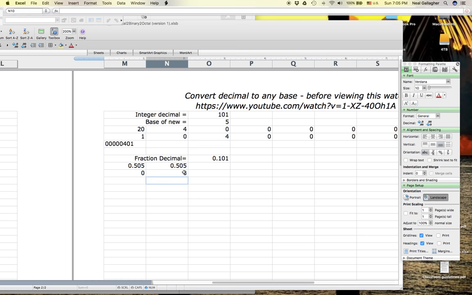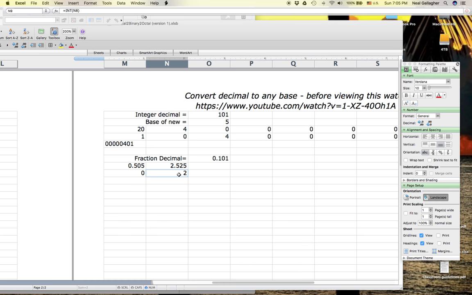Now, one thing I forgot to do, by the way, that I was supposed to do right here, is multiply this thing by 5. Well, let me do that. Times the base, 5. Now, I want it always to be 5 here. So in order to make sure that it's always 5, I'm going to do a dollar sign and a dollar sign, just like that.